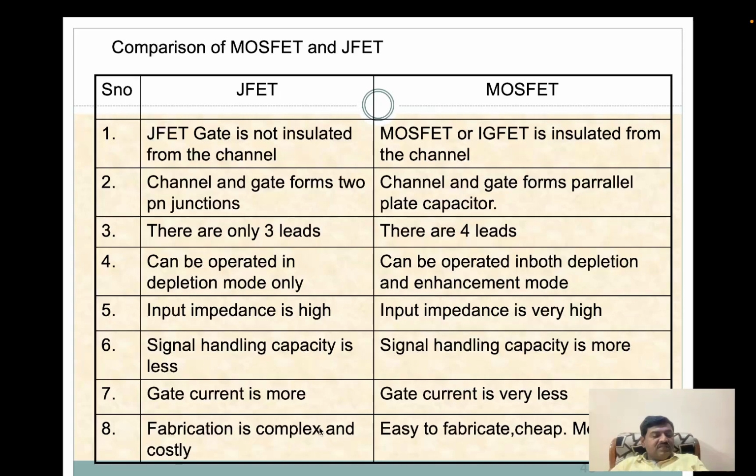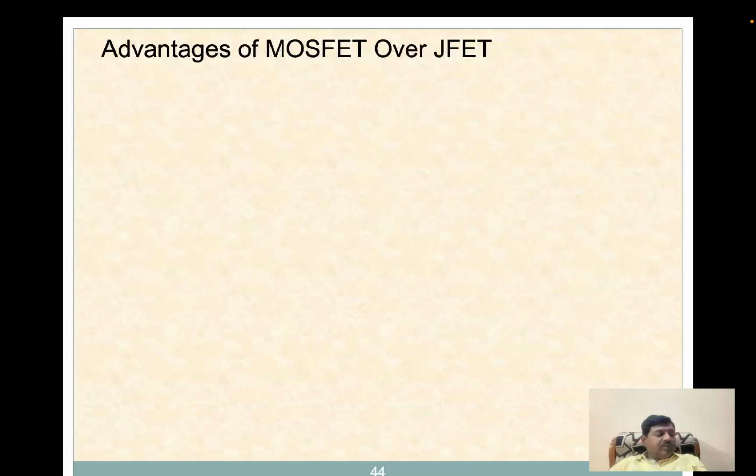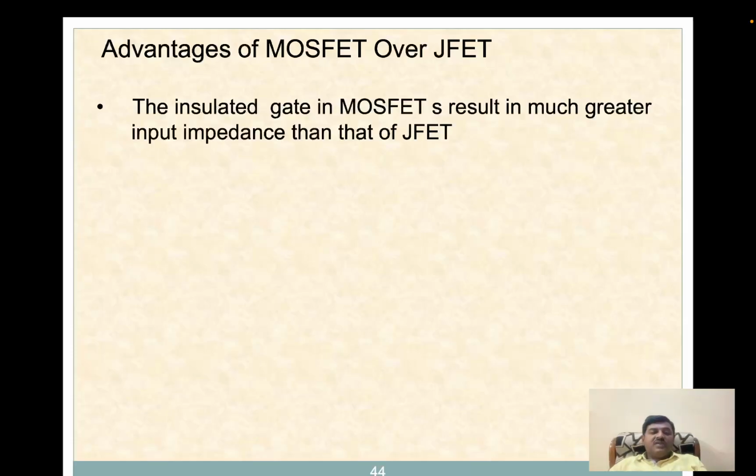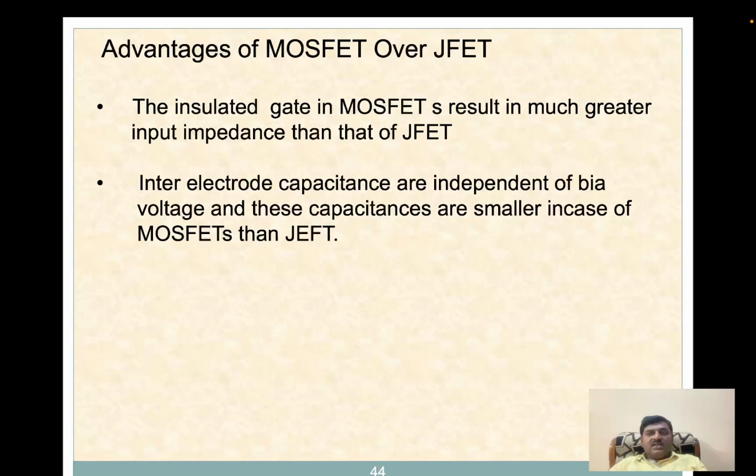The fabrication of the JFET is very complex and costly. Coming to the MOSFET, it is easy to fabricate, it is very cheap, occupies less space, etc. These are the advantages of MOSFETs. Coming to the advantages of MOSFET over JFET, the insulated gate in the MOSFET results in much greater input impedance than that of a JFET. So whenever you want a high input impedance, you need to use a MOSFET.